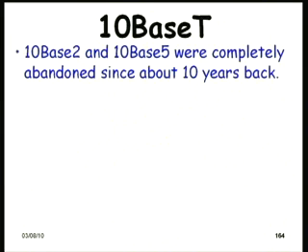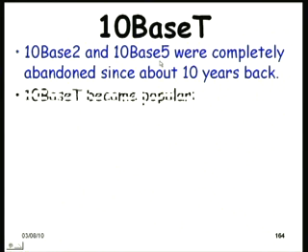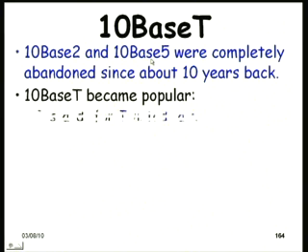And then we had the 10 base T. About 15 years back, the 10 base 2 and 10 base 5 were completely abandoned. Suddenly the 10 base T became popular, and the coax cable suddenly vanished. Within a year you found that nobody was using coax. Here T stands for twisted pair.